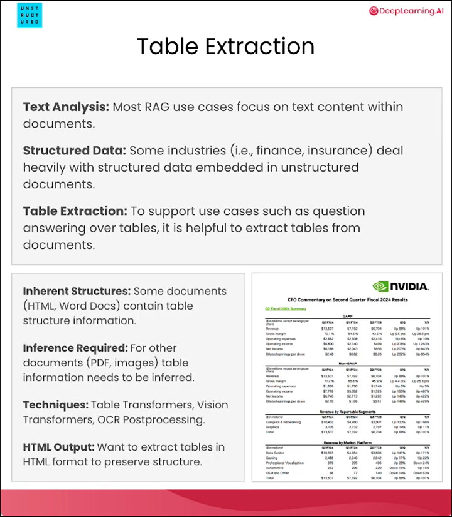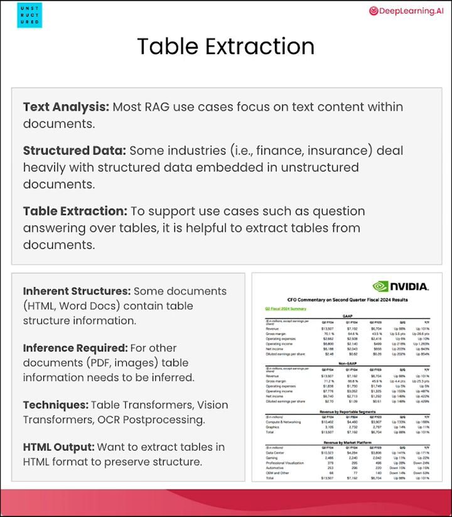Some document types, such as HTML and Word documents, contain table structure information within the document itself, for example, in the table tag in HTML. For these document types, you can use rules-based parsers to extract table information. For other document types, however, such as PDFs and images, you need to use visual cues to first identify the table within the document and then process it to extract information from the table. There are a few techniques you will learn about to accomplish this: table transformers, vision transformers, and OCR preprocessing.